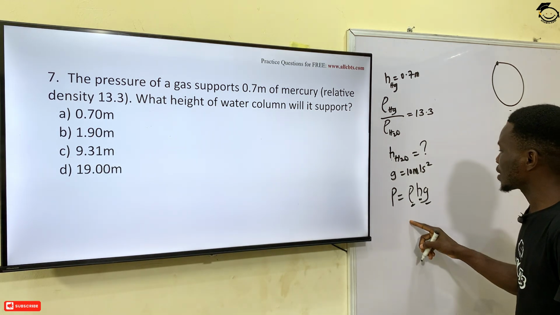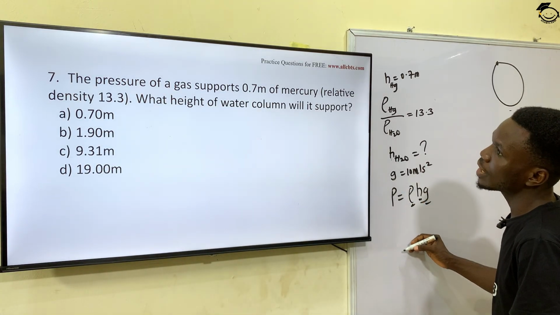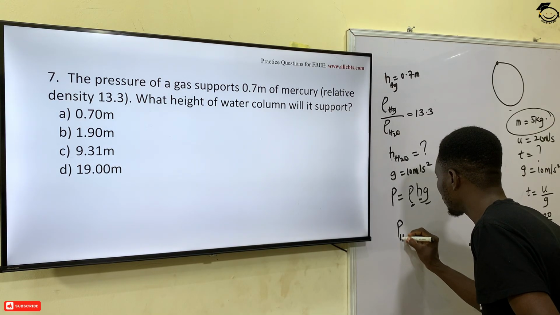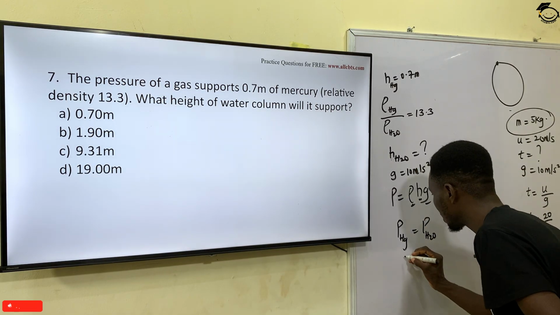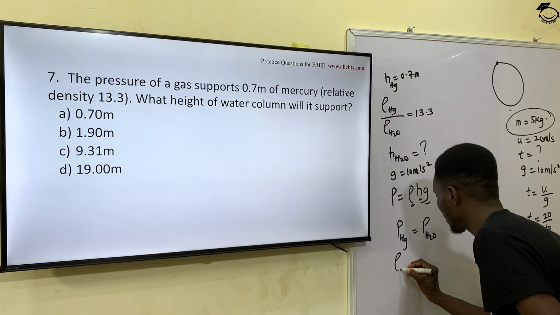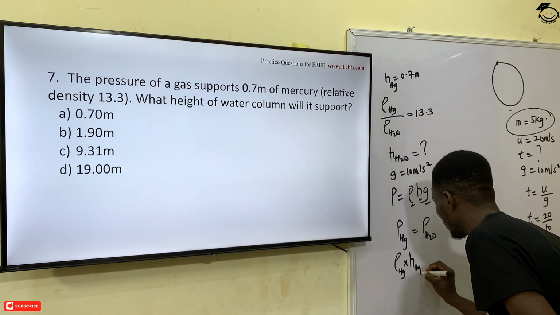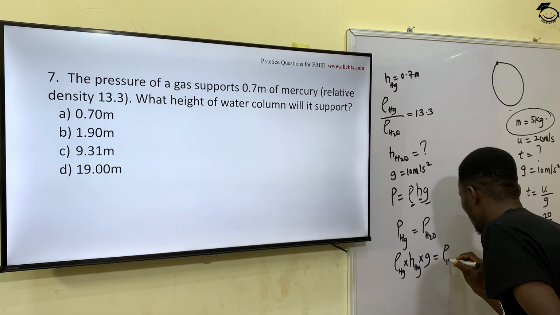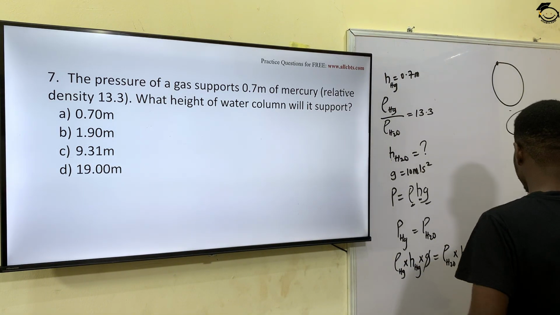body. So this is the same thing as saying, therefore, that since we are going to try to support this particular pressure of the gas here, the pressure in the mercury must be equal to the pressure in the water. So with this, we know that the density of mercury times the height of the mercury times g is equal to the density of water times the height of water times g. Since g is common, g will cancel out.